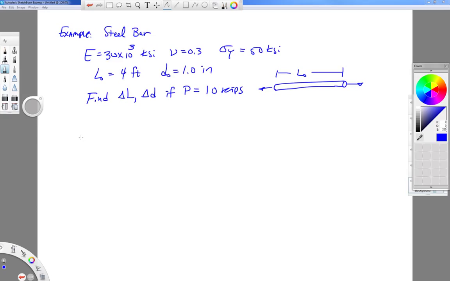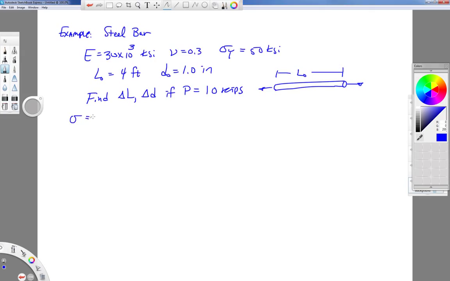And what we want to do is find the change in length and the change in diameter of this bar if we put a 10,000 pound or 10 kip load on it. All right, so one thing that we need to do is to figure out what the stress level is in this material when we put 10,000 pounds on it. 1 inch diameter bar, 1 inch is not a big length, but a material like steel is pretty strong. So let's see what's going on.